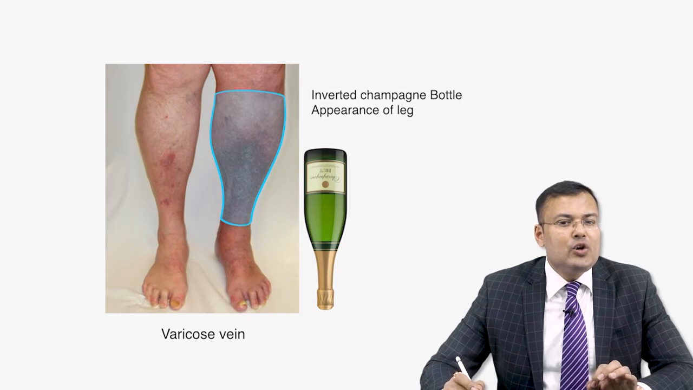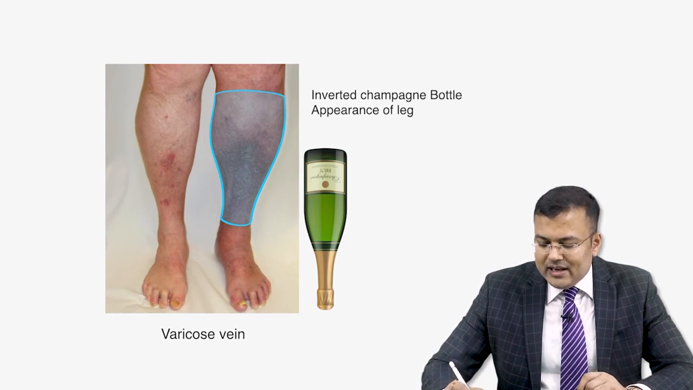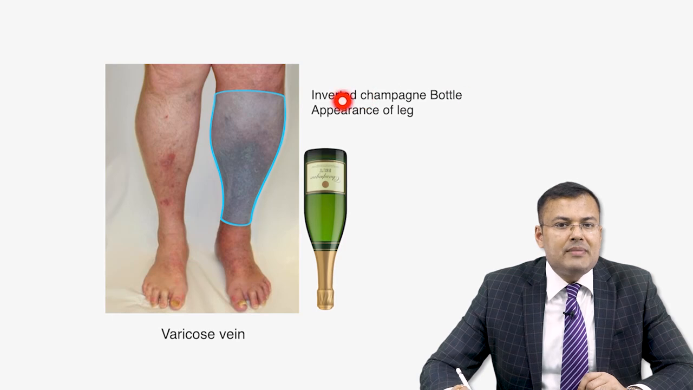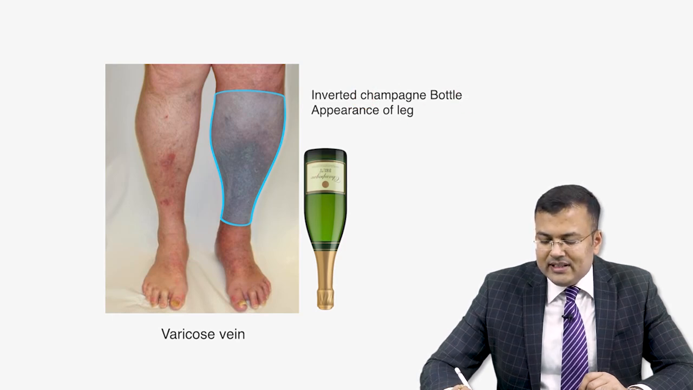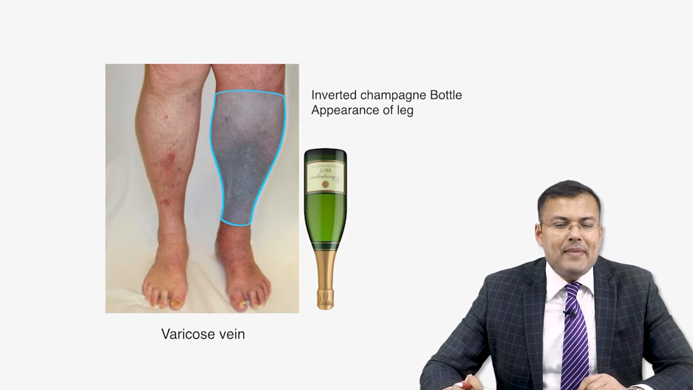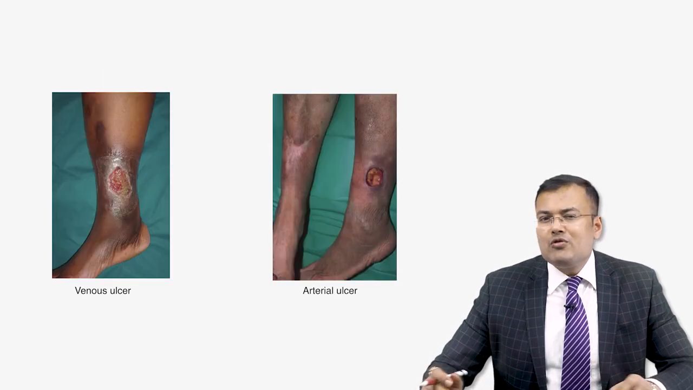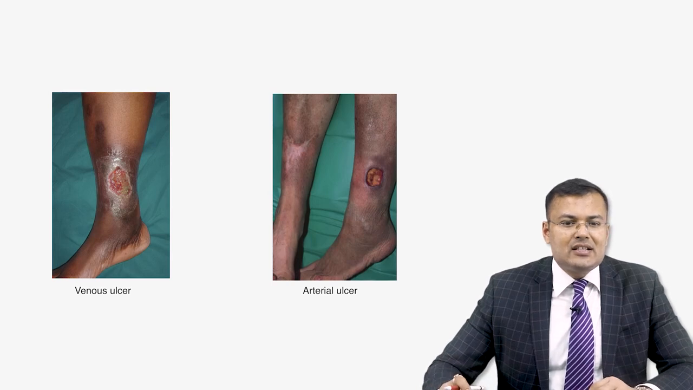Hyperpigmentation. You can see the lower limb, typically how it looks like an inverted champagne bottle appearance. So what's the name of this appearance? You can see, guys, inverted champagne bottle appearance. Next, how to differentiate arterial ulcers from venous ulcer?